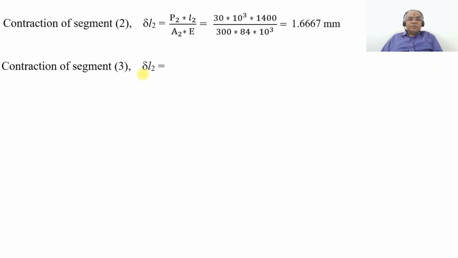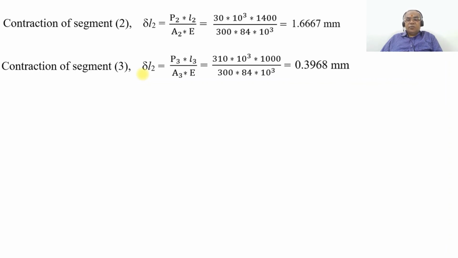Similarly, the contraction of segment 3, delta L3 will be equal to P3 into L3 by A3 into E. On simplification, it is 10 into 10 to the power of 3 into 1000, divided by 300 into 84 into 10 to the power of 3. On simplification, you will get 0.3968 mm.